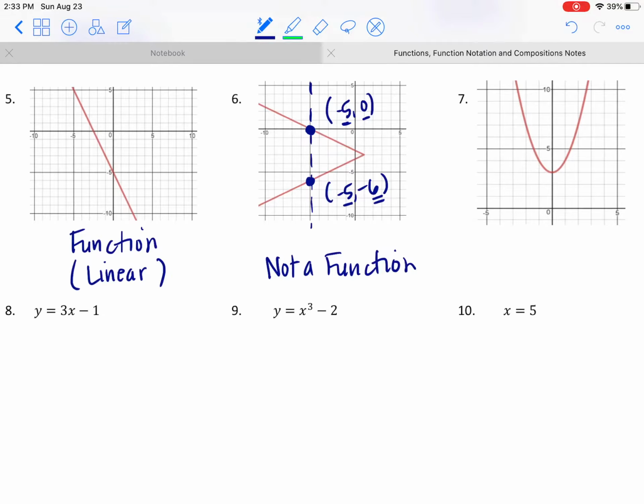Okay? How about number 7? Number 7, passing the vertical line test. Let's see if I put a vertical line here, here. No matter where I put a vertical line, it's only going to touch that graph one time. So this, again, represents a function.